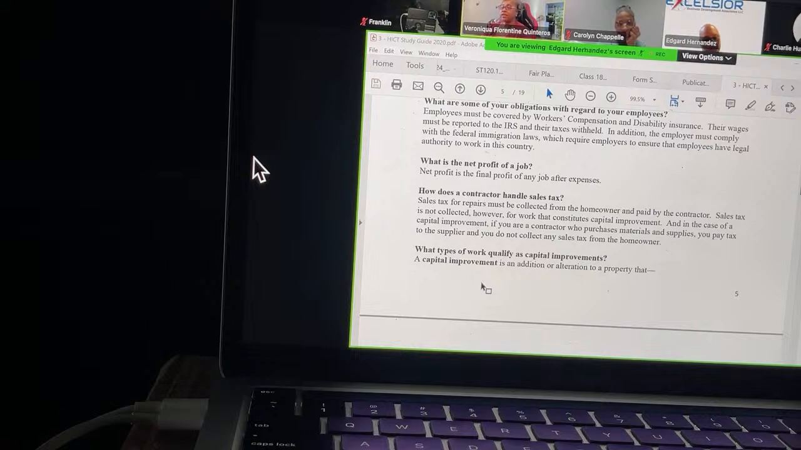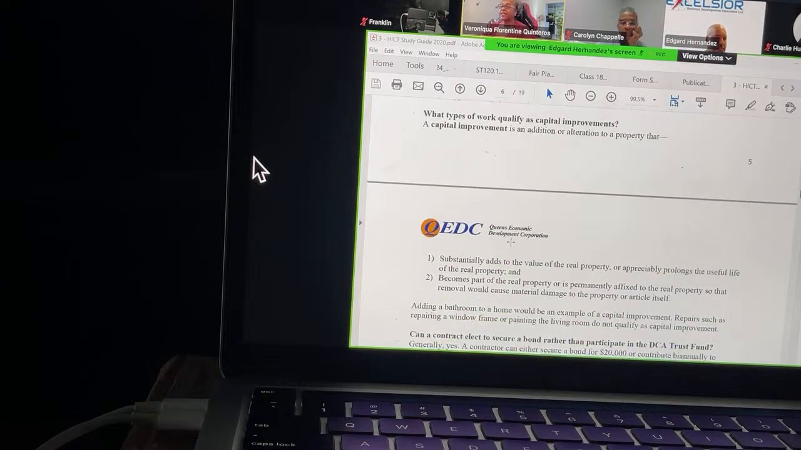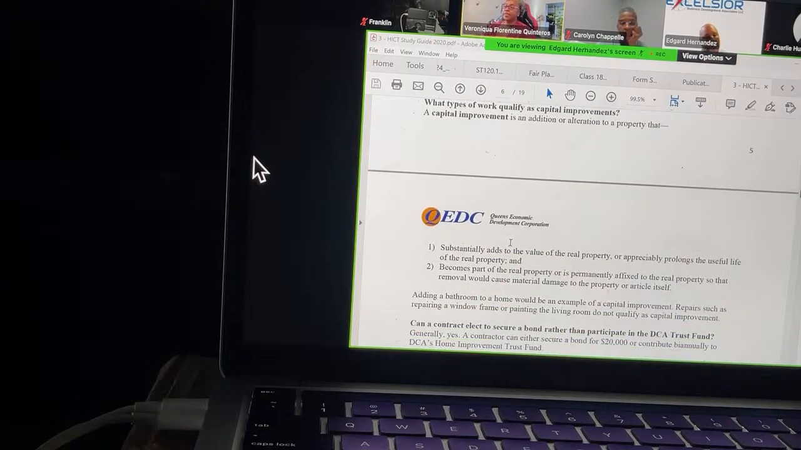And in the case of a capital improvement, if you are a contractor who purchases materials and supplies, you pay tax to the supplier and you do not collect any sales tax from the homeowner. What type of work qualifies as capital improvements?